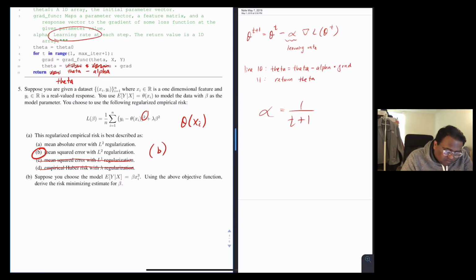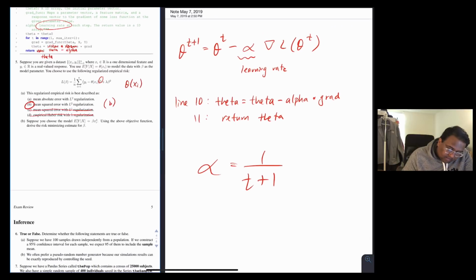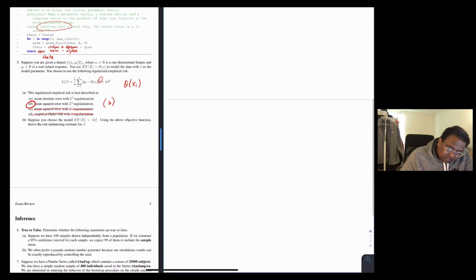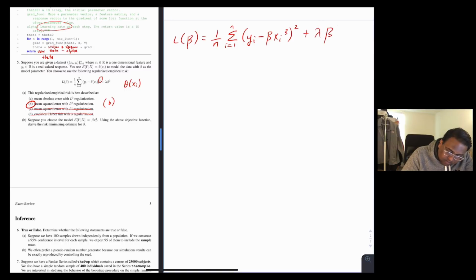Now in part B, we're told that suppose we choose the model, our expectation of y given x is beta times xi cubed. Using this objective function, derive the risk minimizing estimate for beta. So we can come over here and do that. Okay, so now let's say our loss function is really 1 over n times the sum of i going from 1 to n of yi minus beta xi cubed, squared, plus lambda beta squared.